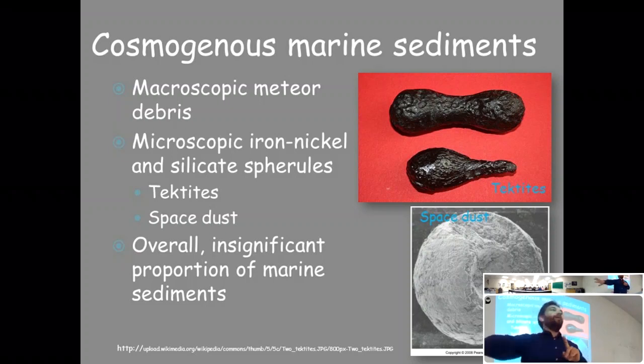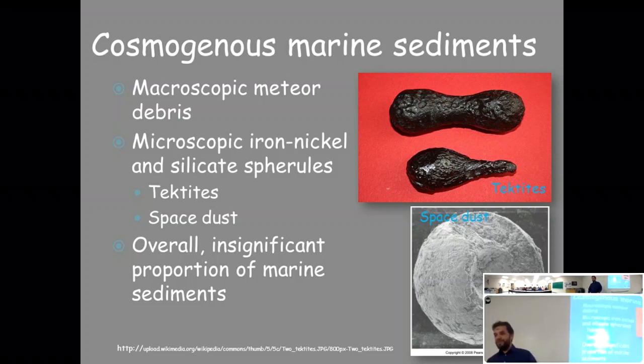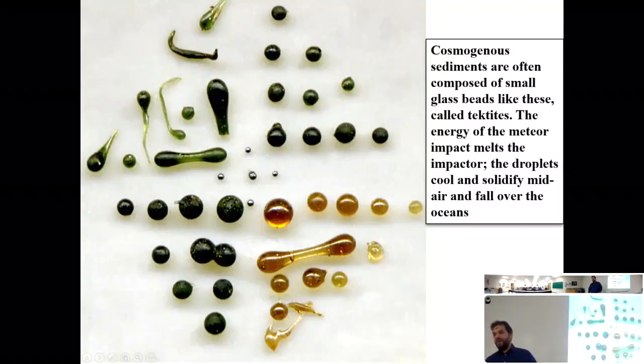So now we're moving away from hydrogenous and cosmogenous sediments, and we're going to neritic, pelagic. So neritic sediments are sediments that form near the coastline, okay? So very, very close to the coast. Pelagic are ones that form in the deep ocean, okay? Oh, look, here's more pictures of tektites. They're kind of cool.